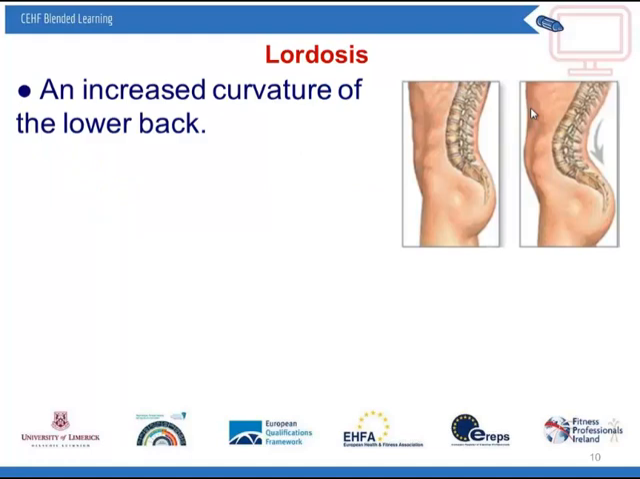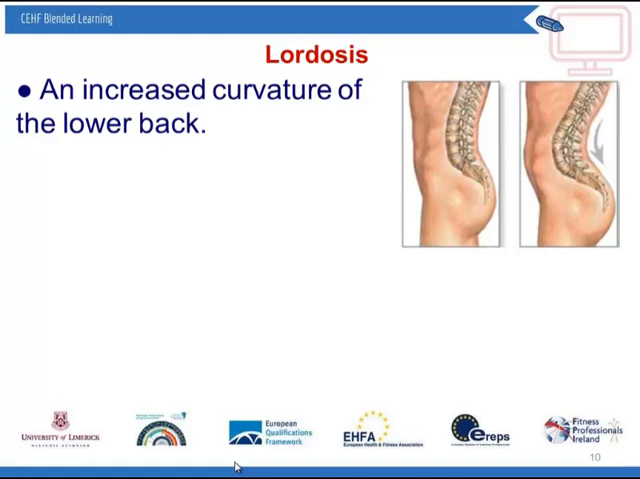Lordosis, this is an increased curvature of the lower back. Again, on the left we have normal curvature of the lower back, and on the right hand side here we have this increased curvature of the lower spine. This increased curvature is caused by an anterior tilt of the pelvis. Anterior tilt means that the pelvis tilts forward.